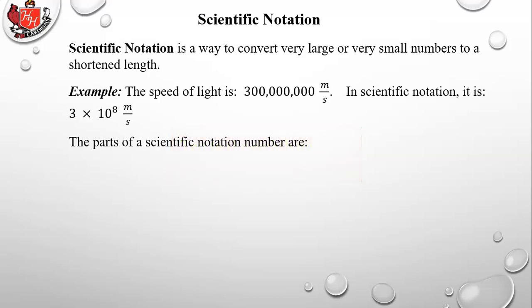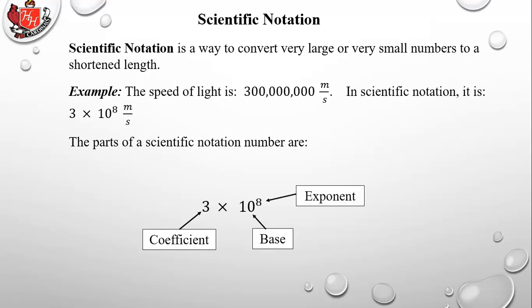The parts of a scientific notation number are, in 3 times 10 to the 8th, the 3 is called the coefficient, the 10 is called the base, and the 8 is called the exponent.